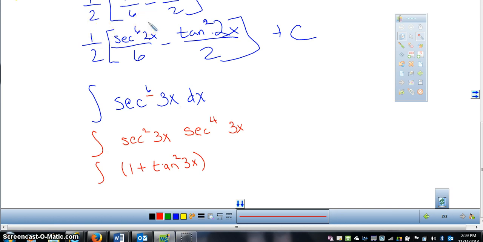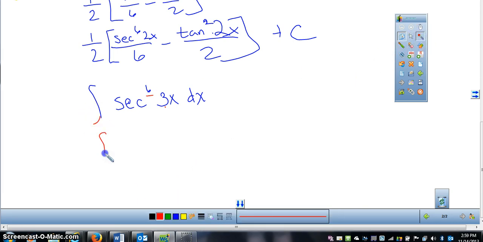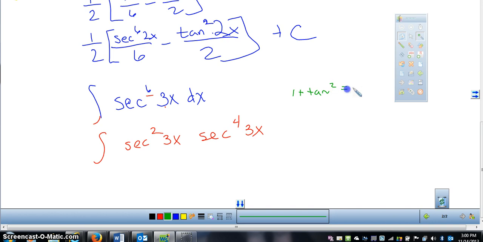So what did I do here? I was talking about converting it to a tangent, and now I have this on the screen. What you would get, I'm going to erase this. If I would convert this to a tangent, I would rewrite this as secant squared of 3x times secant to the fourth of 3x. And then you have to remember that 1 plus tangent squared is secant squared.